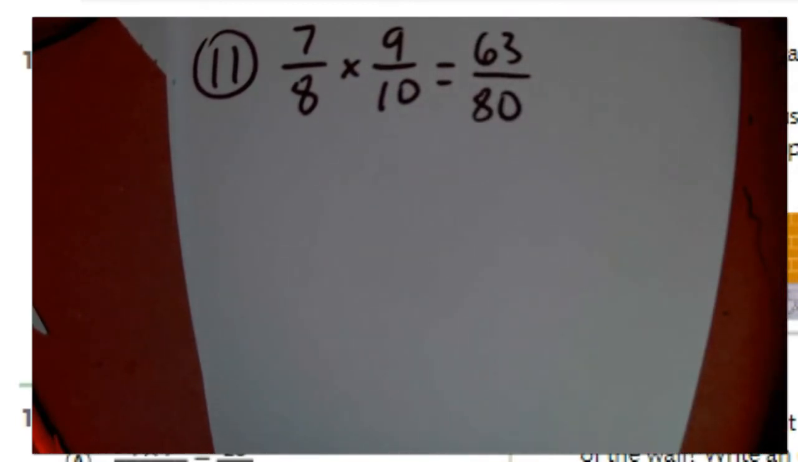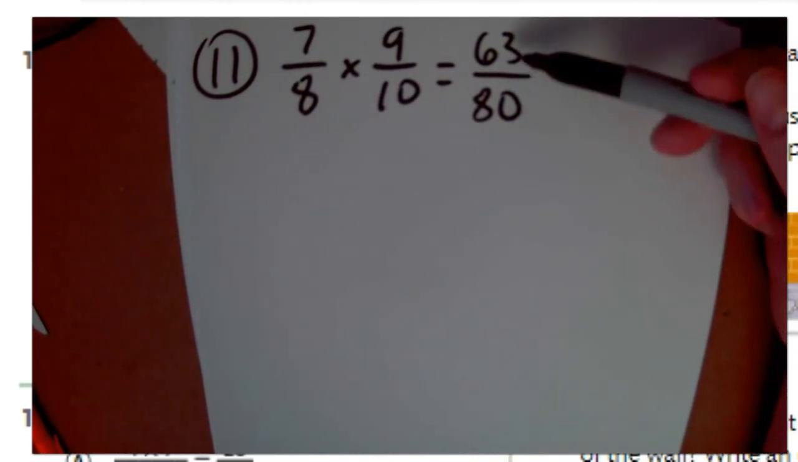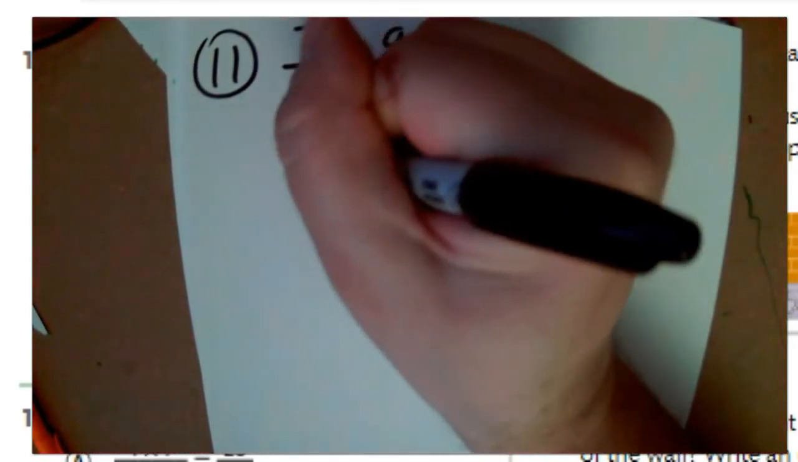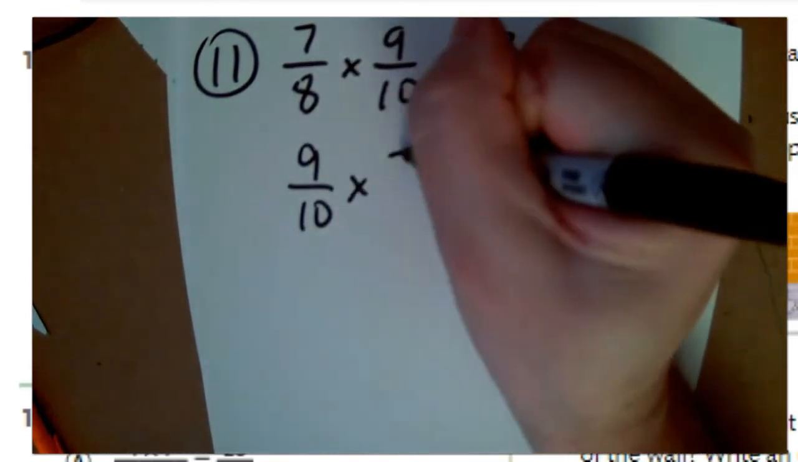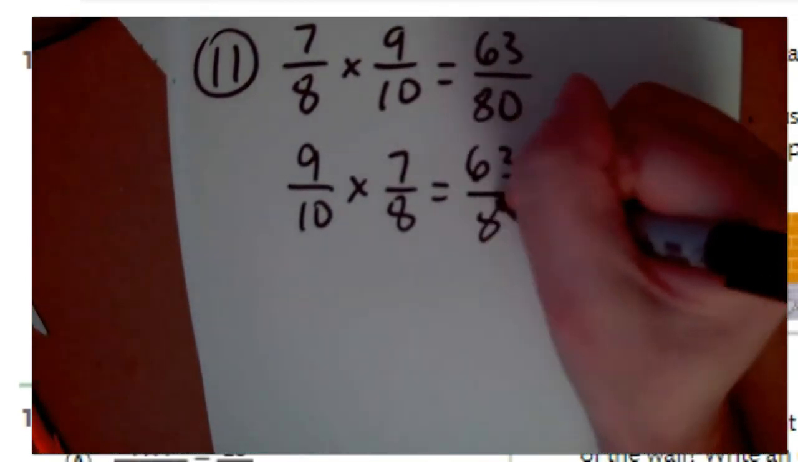I can think about simplifying here, but they don't have any common factors. That's my answer. It says write another product with the same answer. And some of you will be baffled by this. You're going to be like, I can't do it. There's no way. Check this out. 9/10 times 7/8 equals 63 over 80.